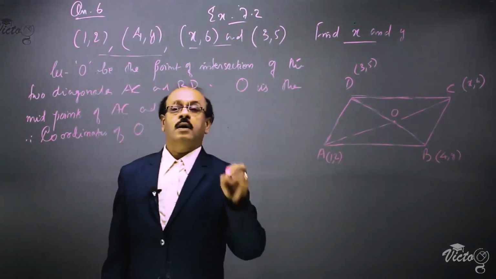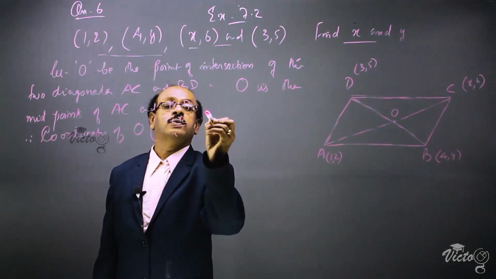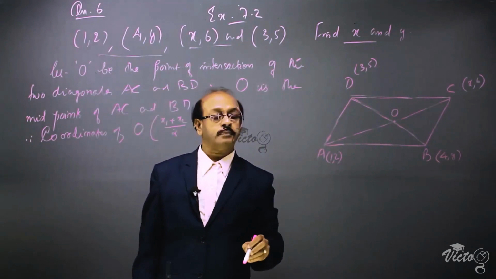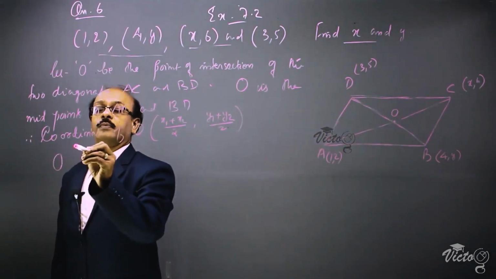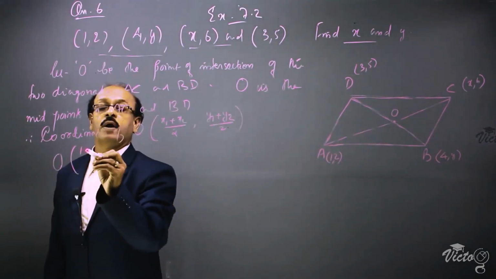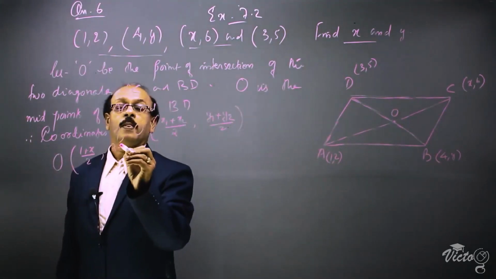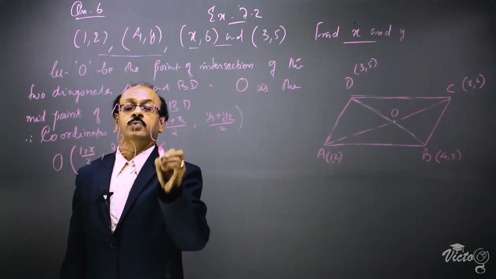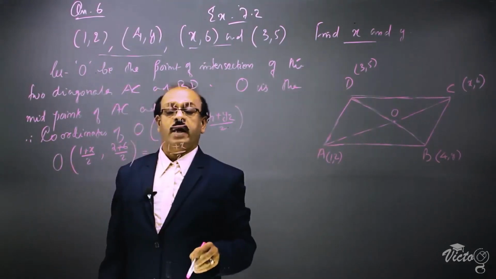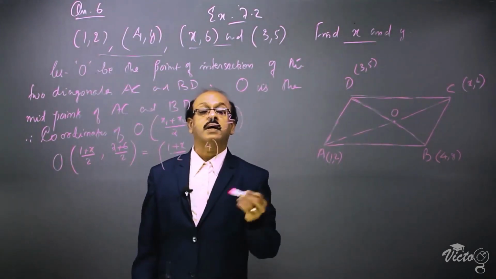We can write the formula for finding the midpoint: (x1 plus x2) by 2, (y1 plus y2) by 2 is the coordinates. Now, coordinates of O is (1 plus x) by 2 and (2 plus 6) by 2. This is equal to (1 plus x) by 2, and 2 plus 6 is 8, and 8 by 2 is equal to 4. The coordinates of O we obtained are (1 plus x) by 2 and the second coordinate is 4.